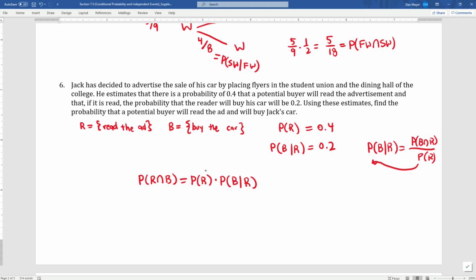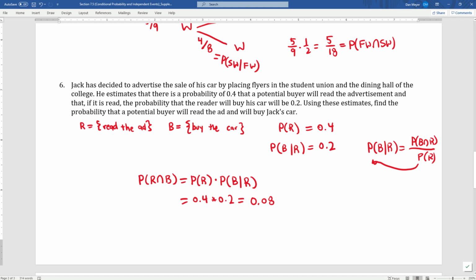They gave us both of those quantities, and so this is a pretty easy multiplication problem. Assuming I can do it. Let's not get crazy. 0.4 times 0.2 is 0.08. So only an 8% chance that a potential buyer is going to read the ad and buy the car.